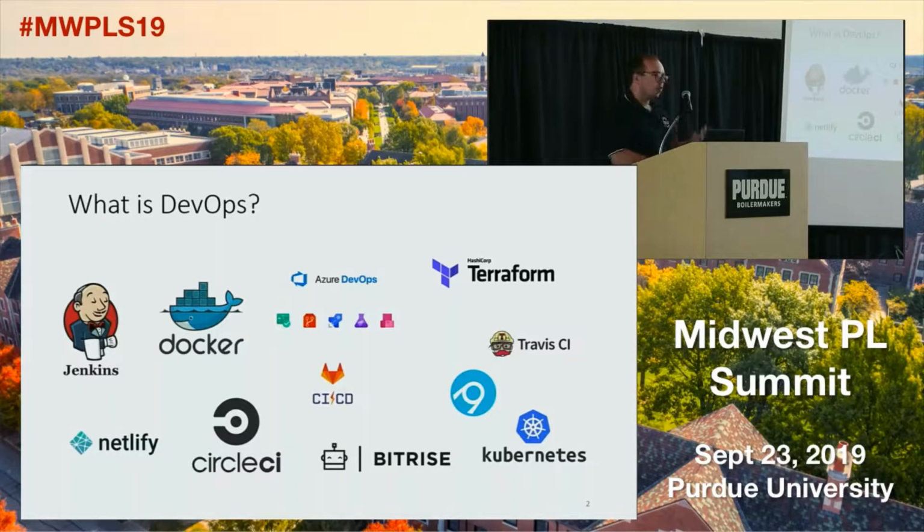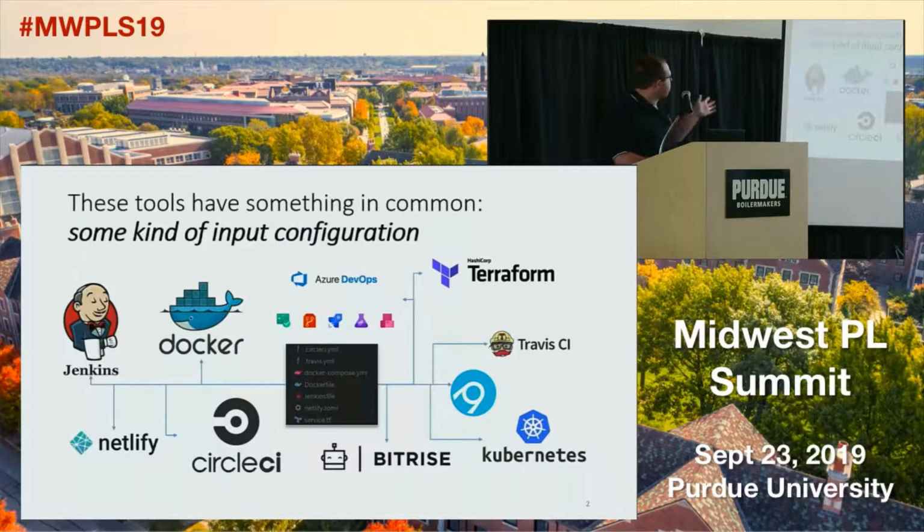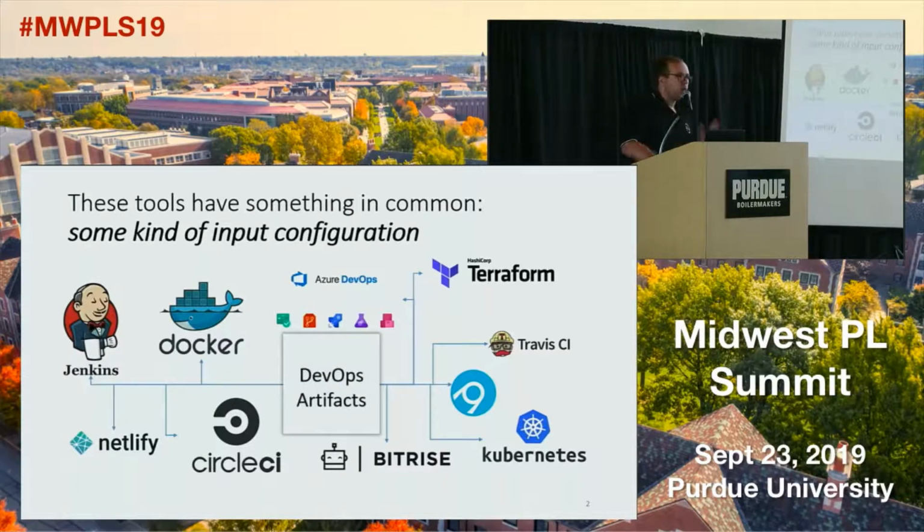One thing I'd note about these DevOps tools is that most of them take some sort of input configuration: a Docker file, a Travis file, a Jenkins file, etc. These input files I'm going to refer to as DevOps artifacts. So we have DevOps tools, think Docker, and we have DevOps artifacts, think things like a Docker file.